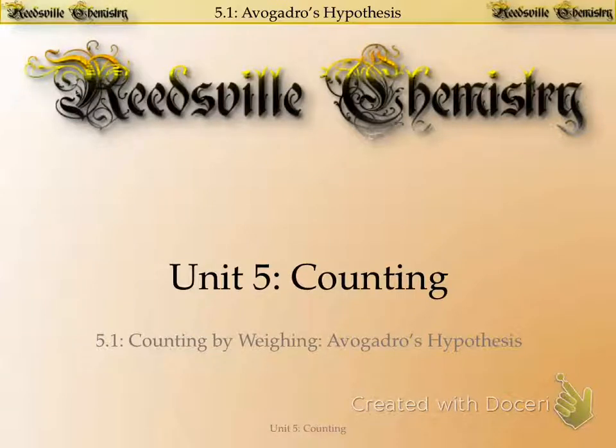Okay, so at the beginning of class today, I said that chemists really want to know how many atoms they're working with in the lab, because that will allow them to figure out how much new stuff or product they're actually going to produce. So we're going to talk about how we can count by weighing using something called Avogadro's hypothesis today.